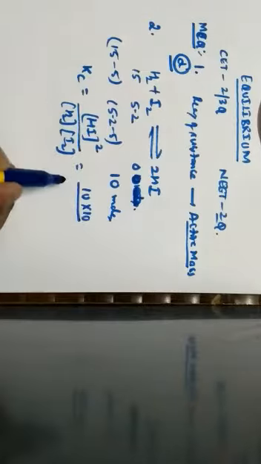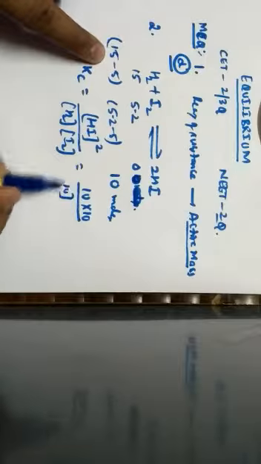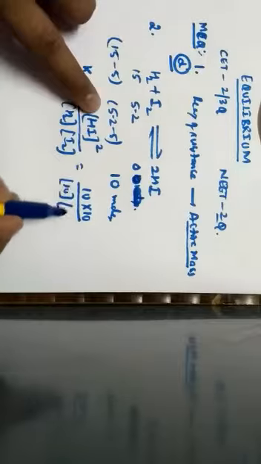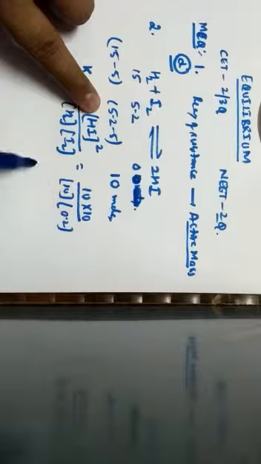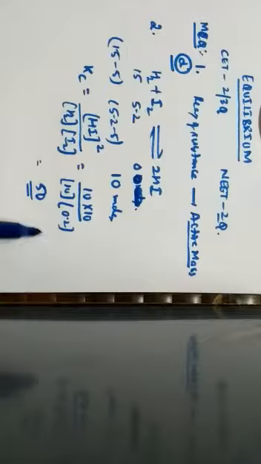So H2 is nothing but the amount that has been left out, 15 minus 5, that is 10 moles. 5.2 minus 5 is that 0.2 moles. So Kc comes out to be 50. Hence the correct answer is 50, which is given by the option A.